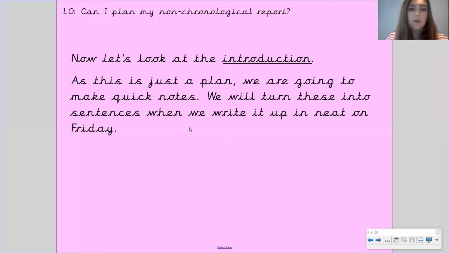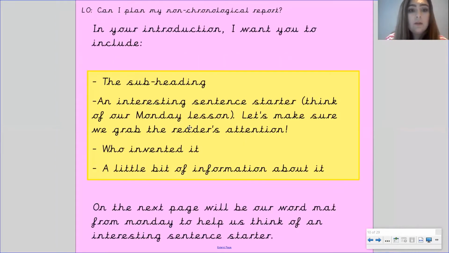Okay, now we are going to look at the introduction. And as I said, this is just a plan, so we're just going to make some quick notes about it. Then we will turn these into sentences when we write it up in Neat on Friday. So in your introduction, I want you to include the subheading, an interesting sentence starter. Think of our lesson on Monday. Let's make sure we grab our reader's attention. You need to tell me who invented it, and then just a little piece of information about it.